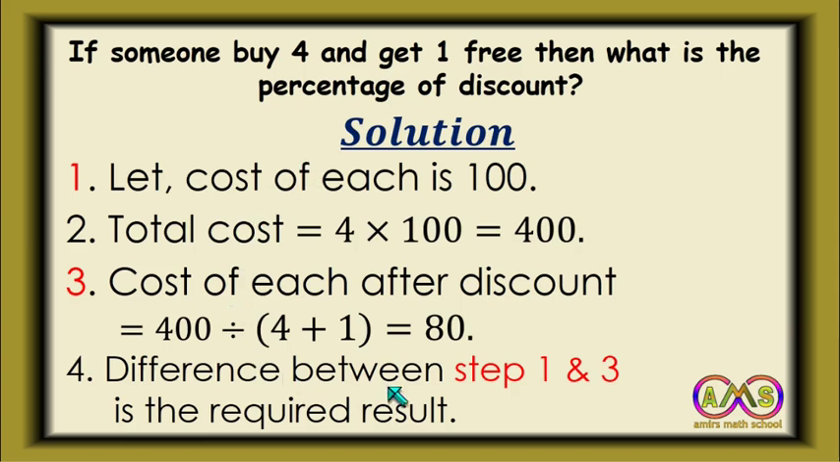So in this way we can easily find many problems of this type without using the formula, that is, using the traditional method. First take the cost of each item as 100, then find the cost of buying the products, then find the cost after discount, that is the total cost divided by buy plus free. Then the difference between the first and the third will be the required result, that is 100 minus 80, that is 20%.